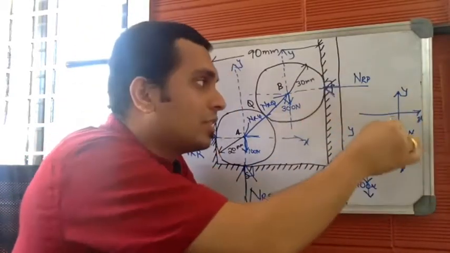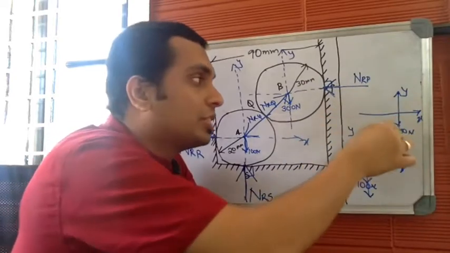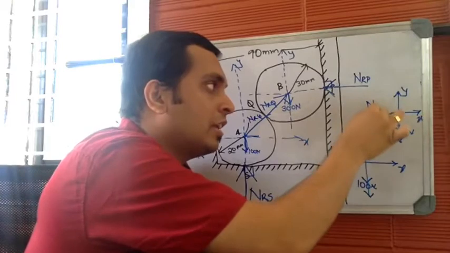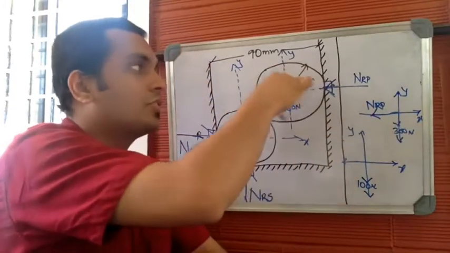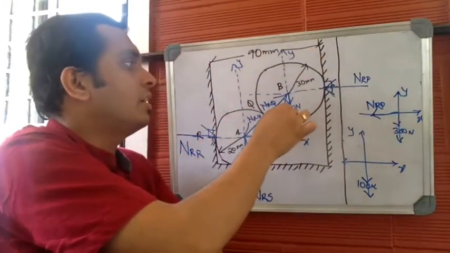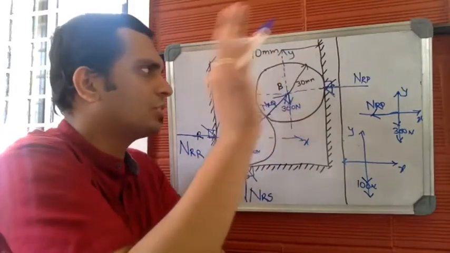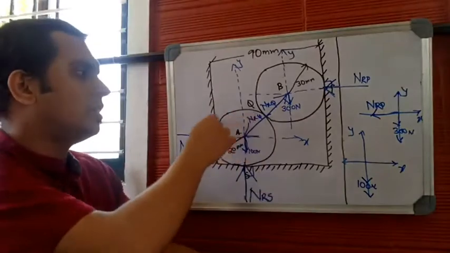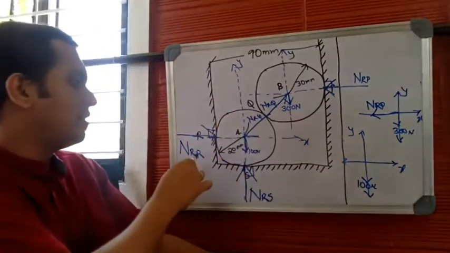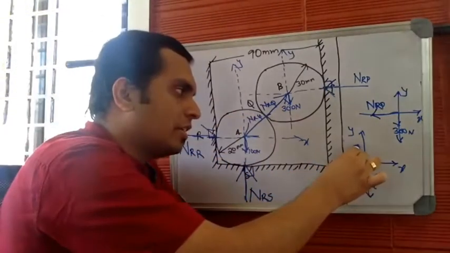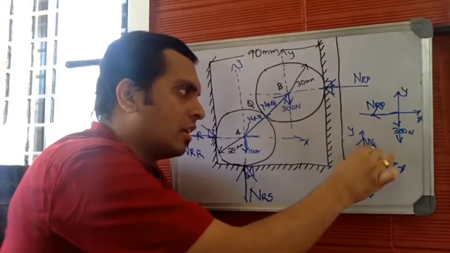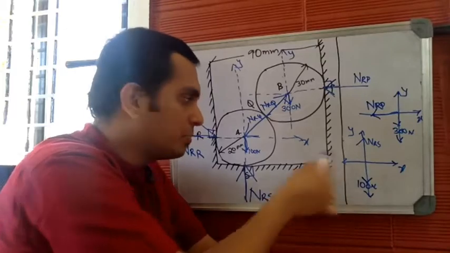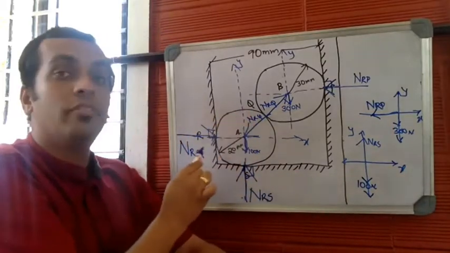Let us apply the principle of transmissibility in order to bring everything to the center. Let me mark NRP here. We are concentrating on the upper sphere now, and we have to mark NRQ. Let us go through NRQ later. Now let us concentrate on the lower sphere. We have marked the self-weight. We can mark NRS here. Its original position is in the negative y side. I can apply the principle of transmissibility and push it to the positive y side.